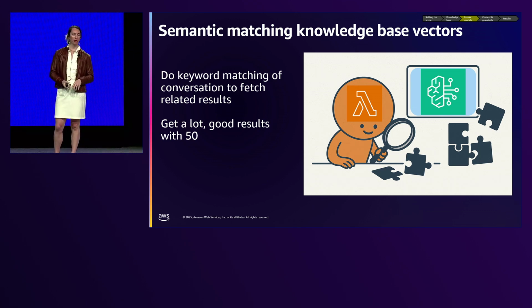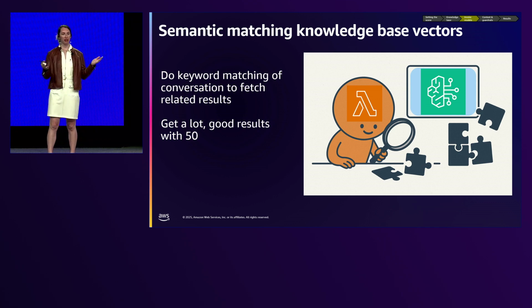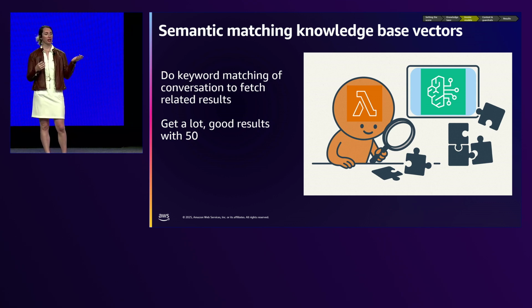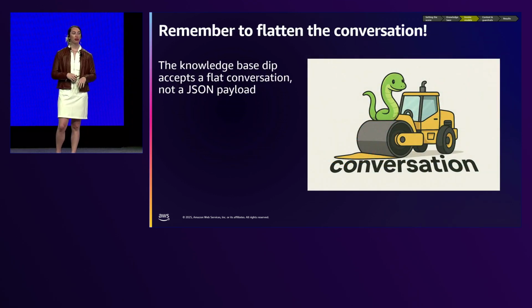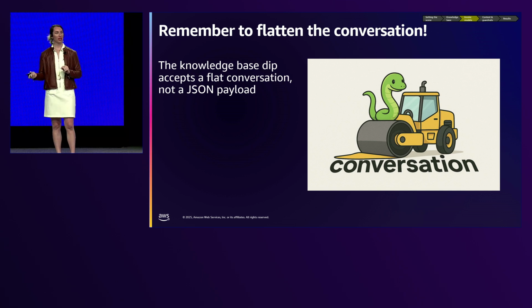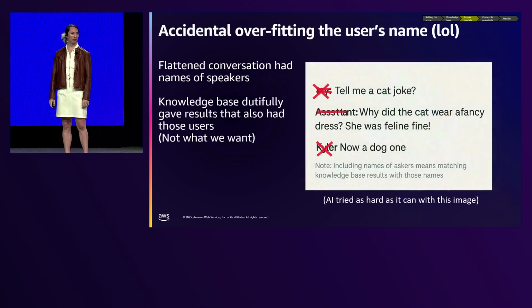If someone's asking for the IT team, we look up the IT team and give them. With this one, I defaulted to just 50 results. Grab me 50 chunks of data, 50 little cookies of data from the knowledge base. That takes about a second or two. It's pretty quick. And then we have to remember to flatten the conversation. The knowledge bases don't take a conversation, enriched JSON, turn-based thing. It just takes the flat conversation in one big old string.